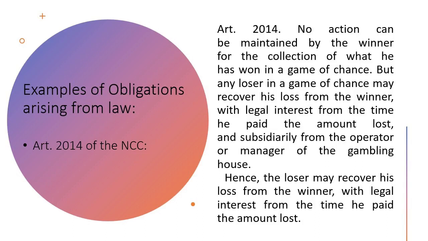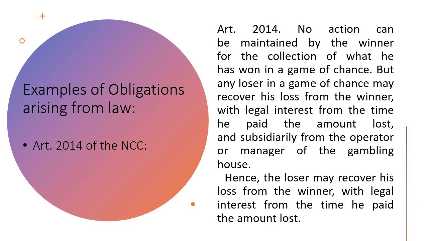Example of obligation arising from law. Article 2014 of the New Civil Code provides: no action can be maintained by the winner for the collection of what he has won in a game of chance, but any loser in a game of chance may recover his loss from the winner with legal interest from the time he paid the amount lost, and subsidiarily from the operator or manager of the gambling house. Hence, the loser may recover the loss from the winner with legal interest from the time he paid the amount lost.